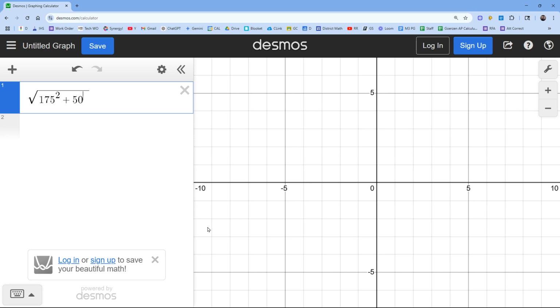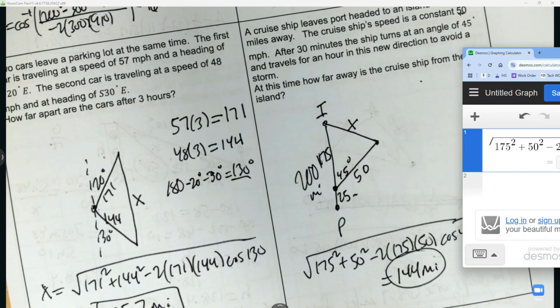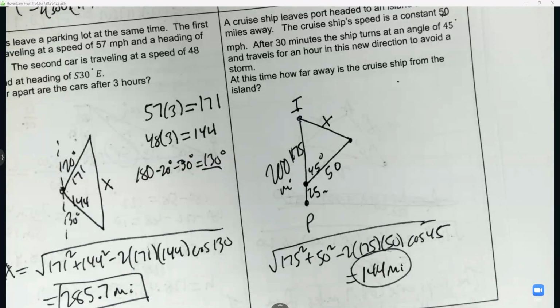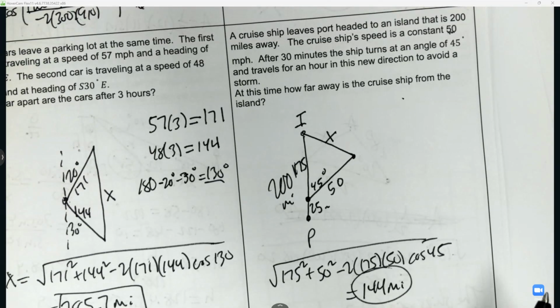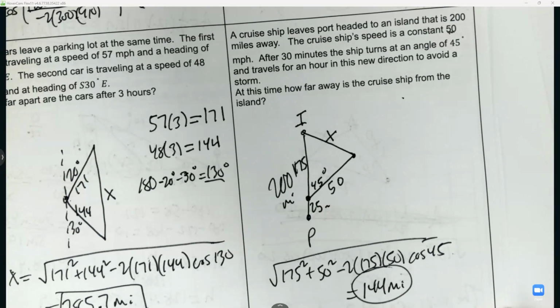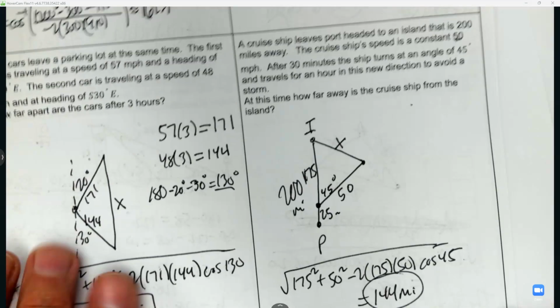Type it in, minus 2 times 175 times 50, and then the cosine of 45. So that's 144. So at that time, the boat is 144 miles away from the island. All right, turn the page.